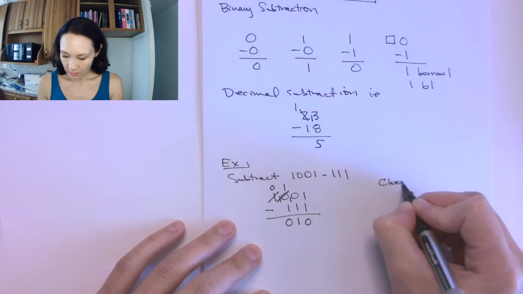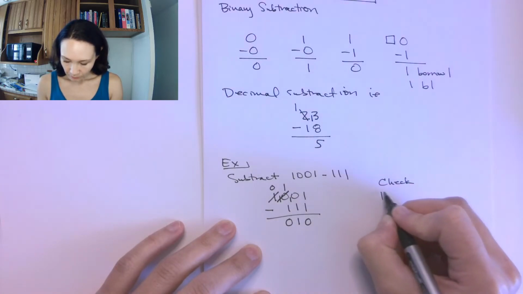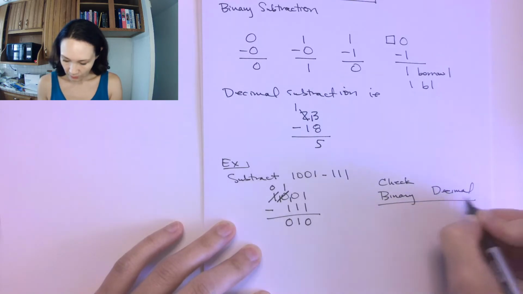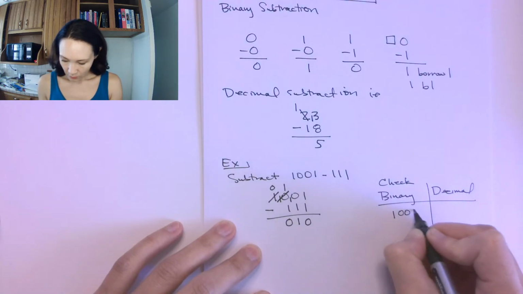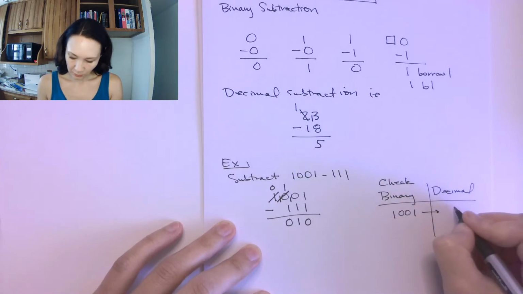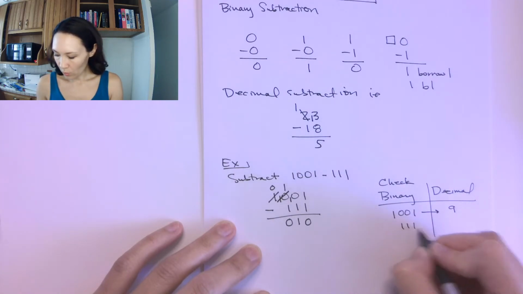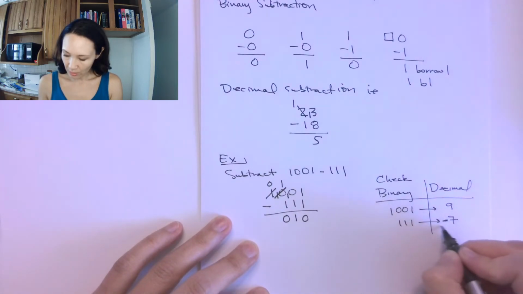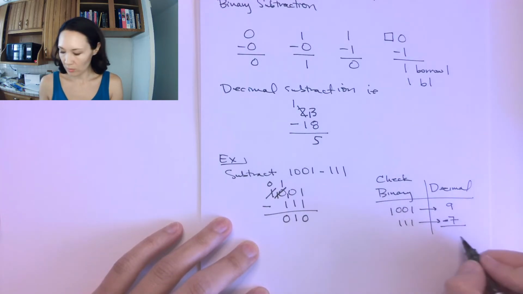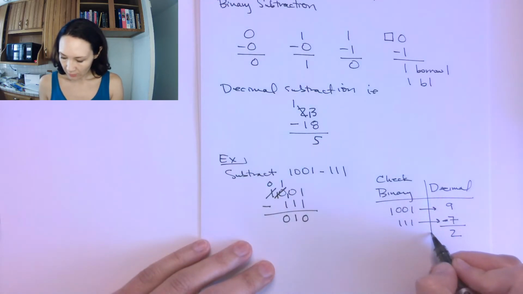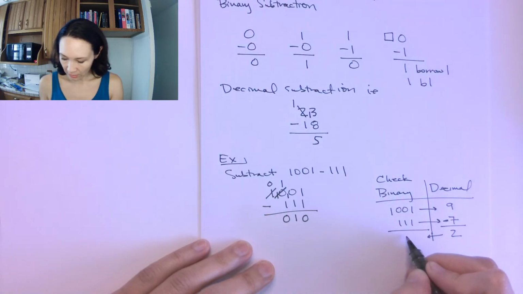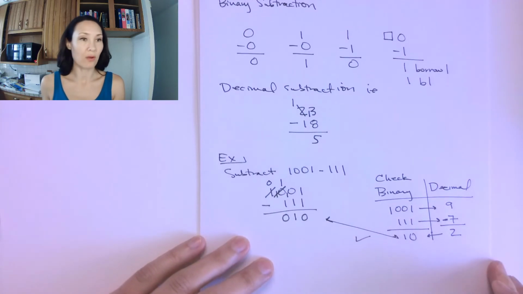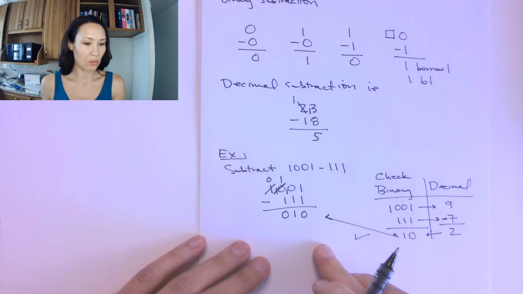So we can check this in decimal. Our binary number 1, 0, 0, 1 is decimal 9. 1, 1, 1 in decimal is 7. So if we did this subtraction problem in our native decimal number system, we would expect the answer to be 2. If we convert this back to binary, we get 1, 0. And this indeed is what we got from doing the binary subtraction.